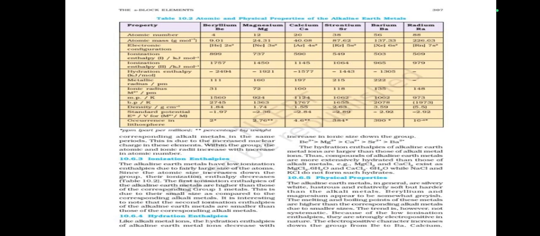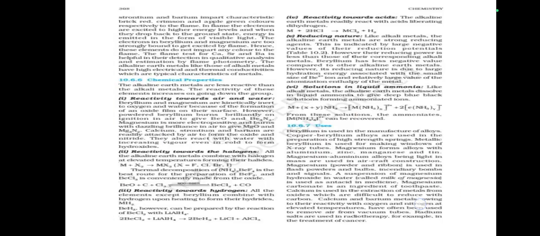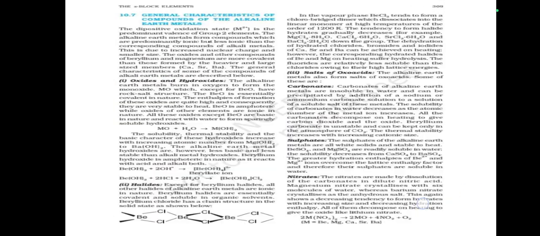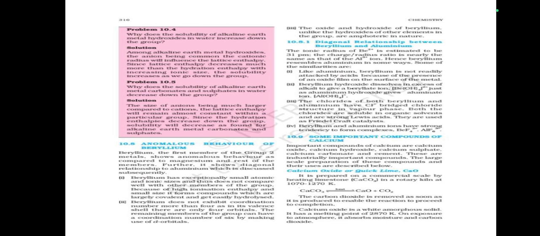Ionization enthalpy, hydration enthalpy. Physical properties, chemical properties. Uses, general characteristics of compounds of the alkaline earth metals. Anomalous behavior of beryllium, diagonal relationship between beryllium and aluminium. Some important compounds of calcium.